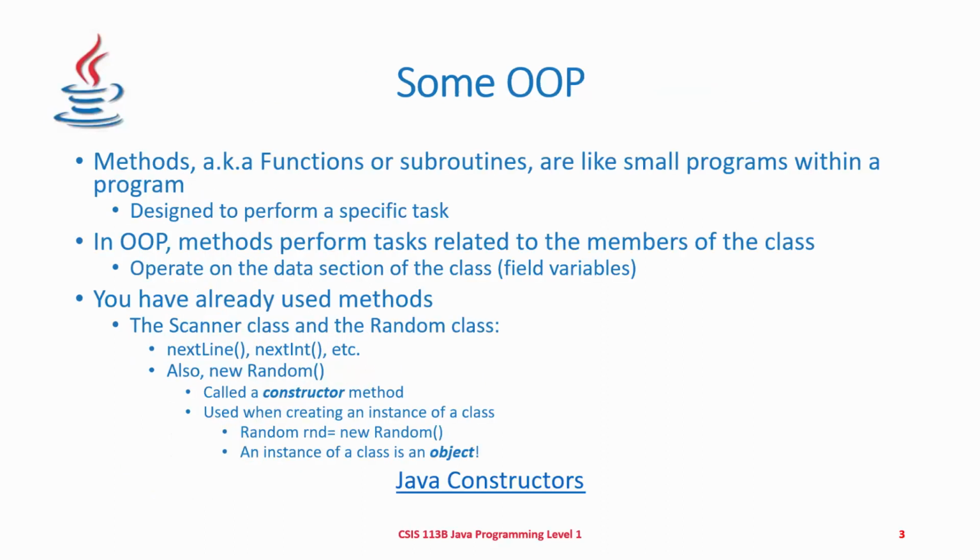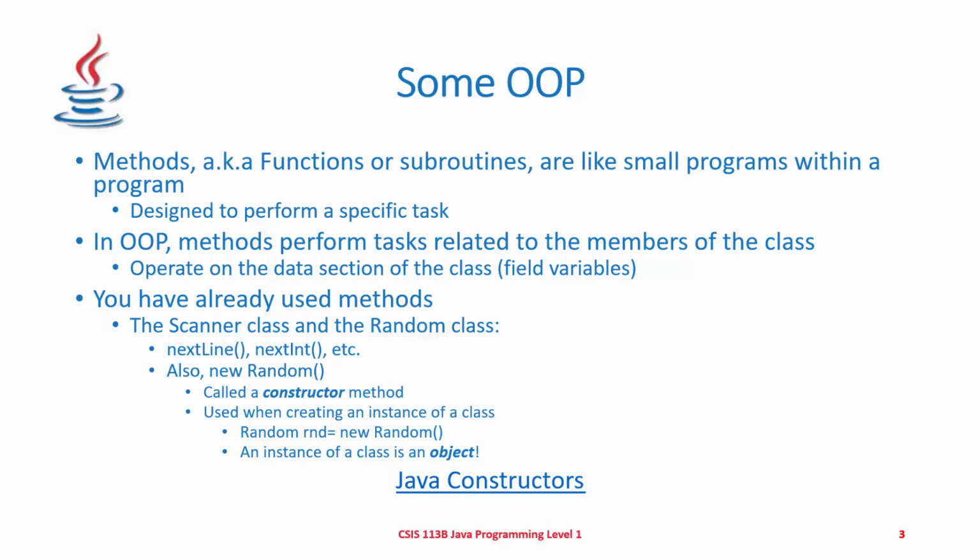So methods, also known as functions or subroutines, are like small programs within a program. They're designed to perform a specific task. In object-oriented programming, methods perform tasks that are related to the members of the class. They operate on the data section of the class, which is known as the field variables.